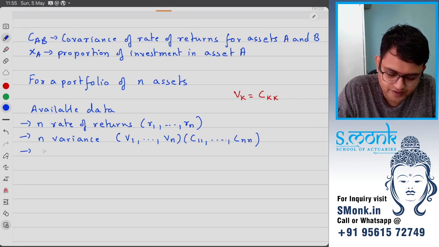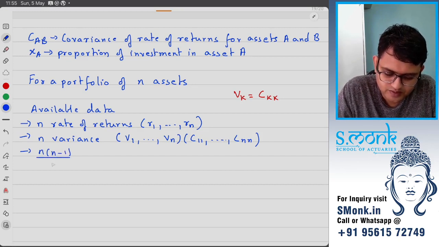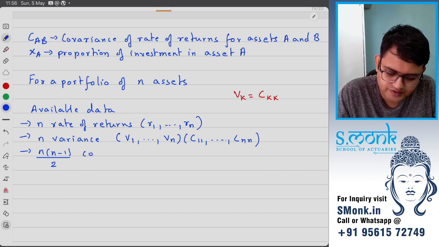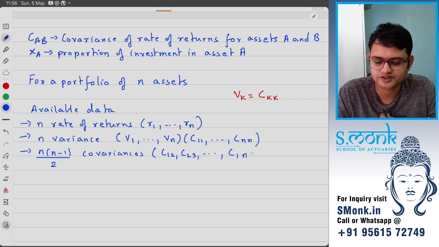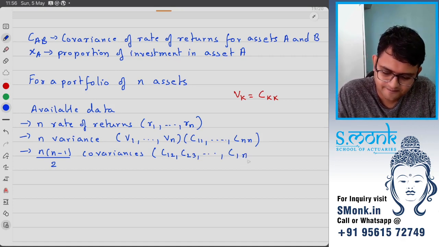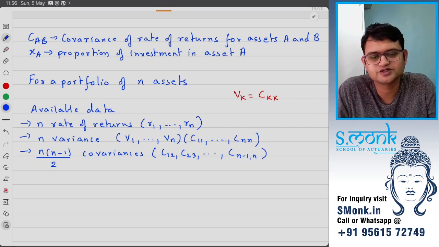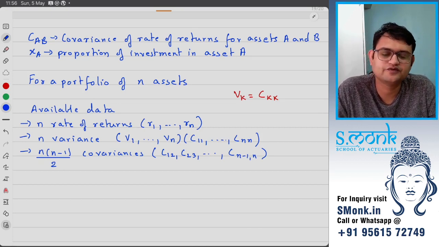And we have n into n minus 1 upon 2 covariances. That would be C12, C23, and so on, C1n, all the possible combinations. So I'll just write n minus 1, all the possible combinations we know. These are the available data for us.